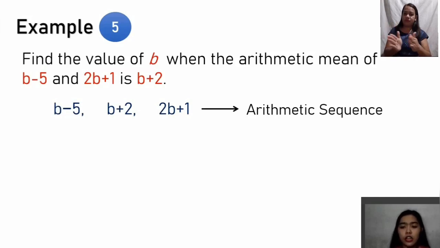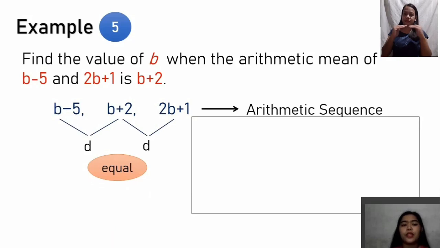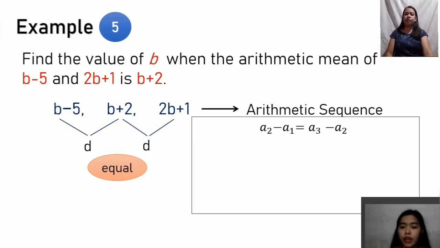So, since this is an arithmetic sequence, the difference between b minus 5 and b plus 2, and the difference between b plus 2 and 2b plus 1 are equal. And since they are equal, we can equate a sub 2 minus a sub 1 and a sub 3 minus a sub 2. A sub 2 is b plus 2, a sub 1 is b minus 5, and a sub 3 is 2b plus 1.